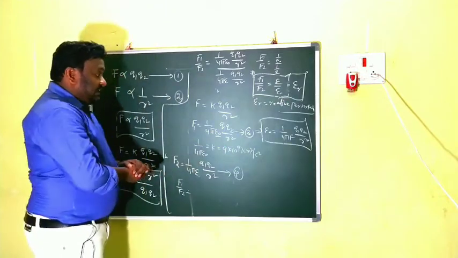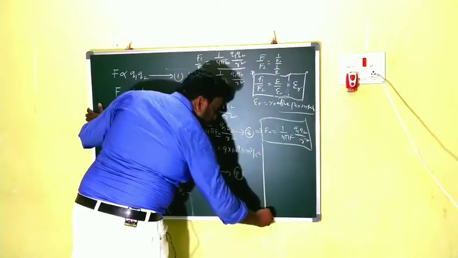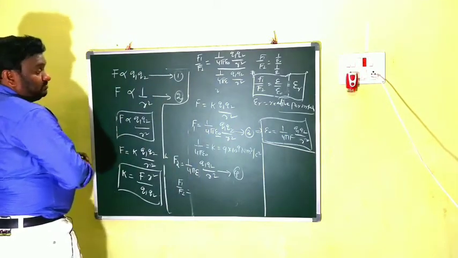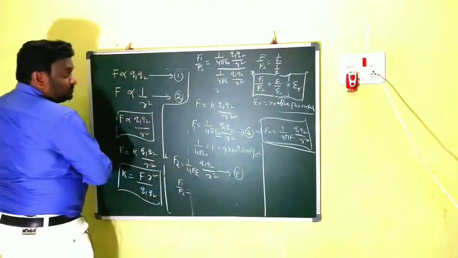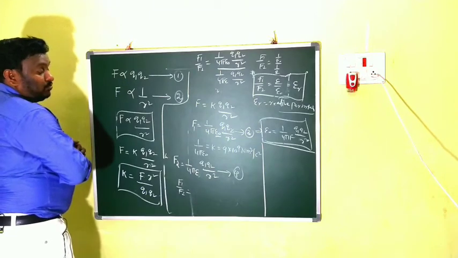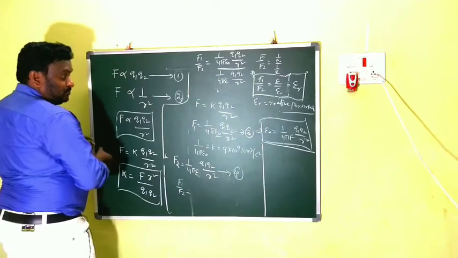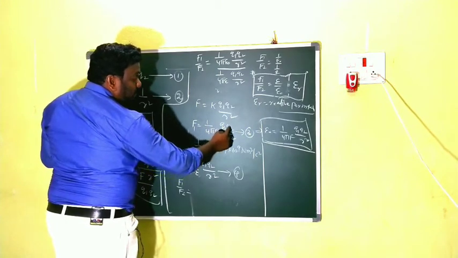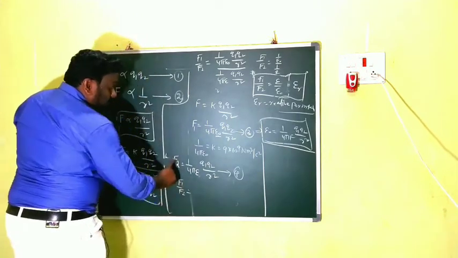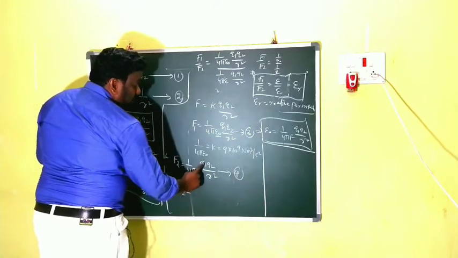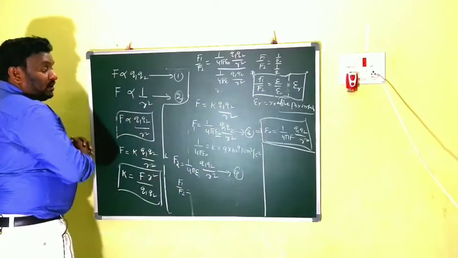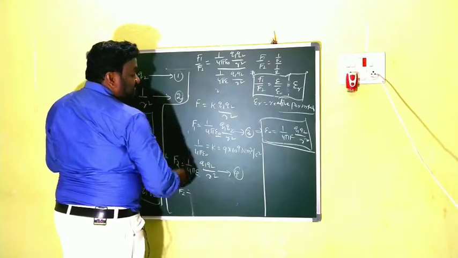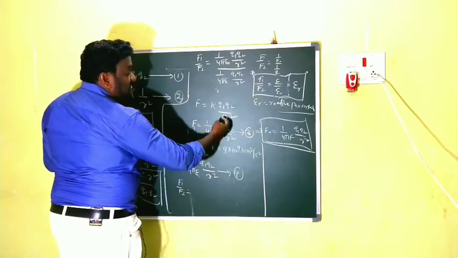And after that, simply by observing F1 and F2 again: F1 is equal to 1 by 4 pi epsilon naught into Q1 Q2 by R square, and F2 is equal to 1 by 4 pi epsilon Q1 Q2 by R square. From these two, what do we write? F1 is proportional to 1 by R square, if you take all these as constants.